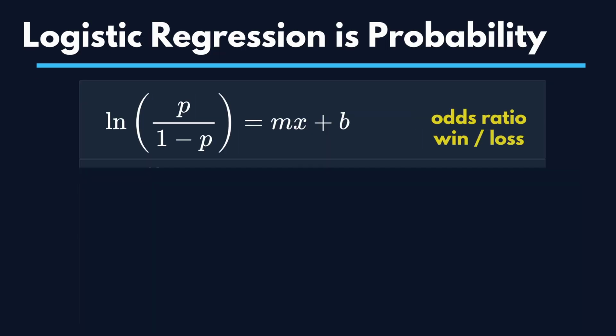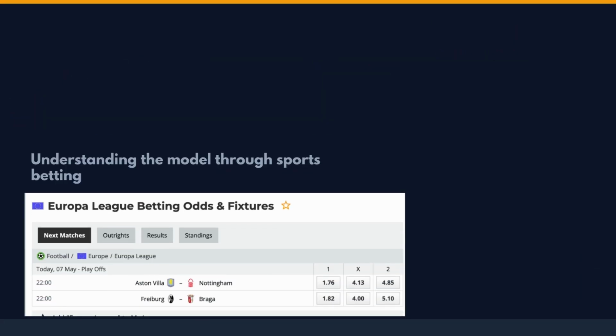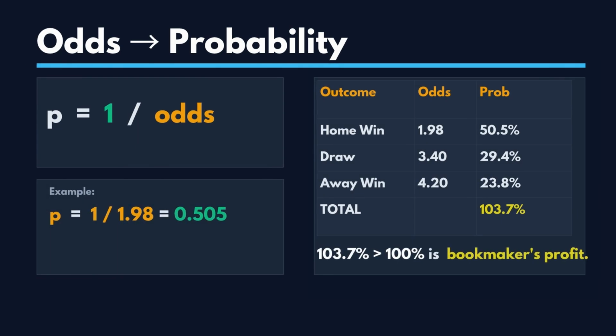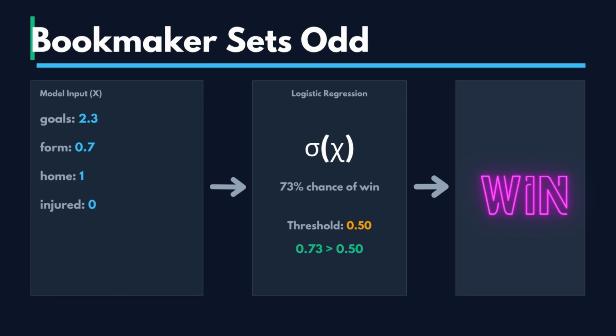Logistic regression works the same way. The model combines those features into a score using the same z equals mx plus b that we use for linear regression and the neural network forward pass. Then it converts that score into a probability using the sigmoid function. If the probability is above 0.5, the model predicts a win. 0.5 is the threshold used by logistic regression. You can think of it as more likely than not.